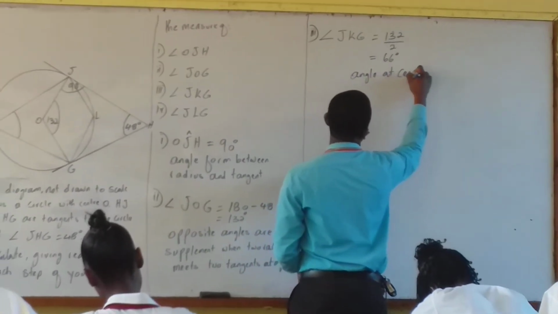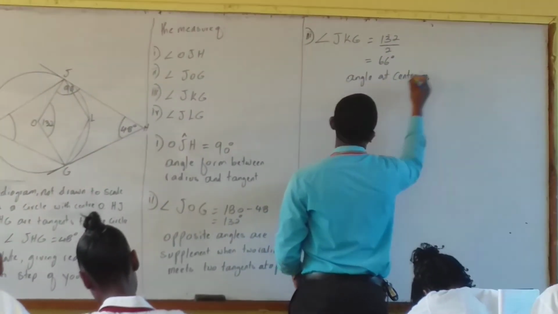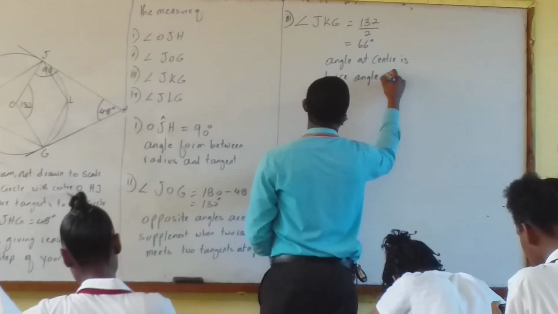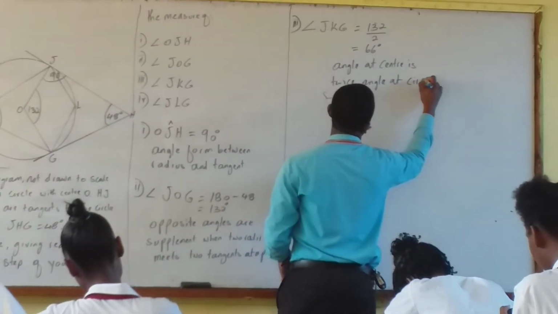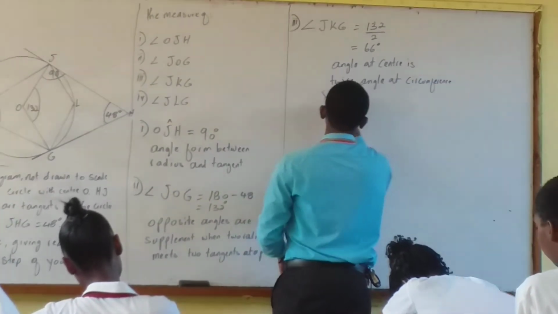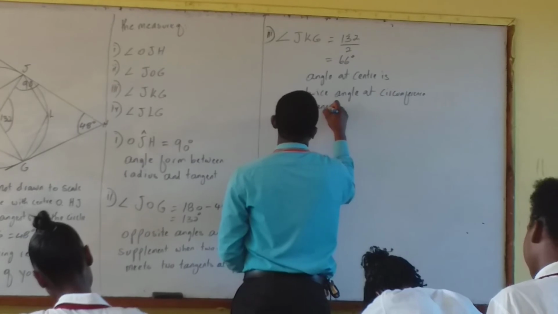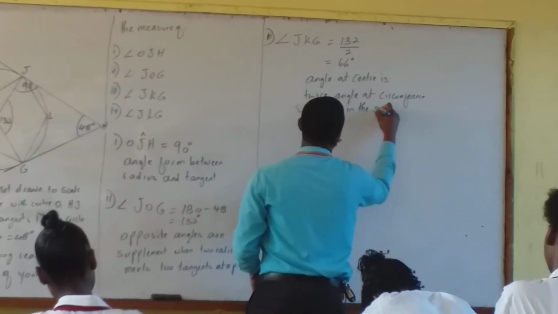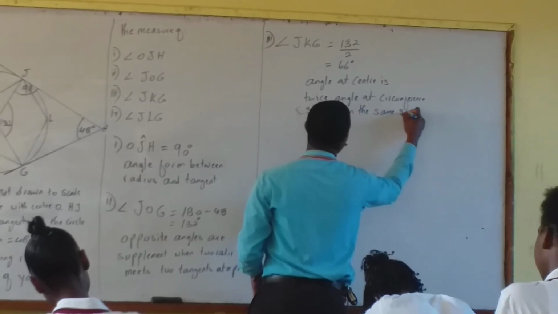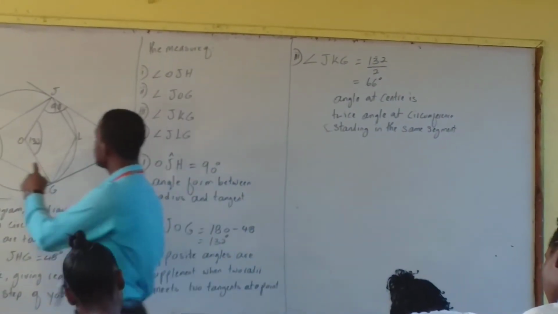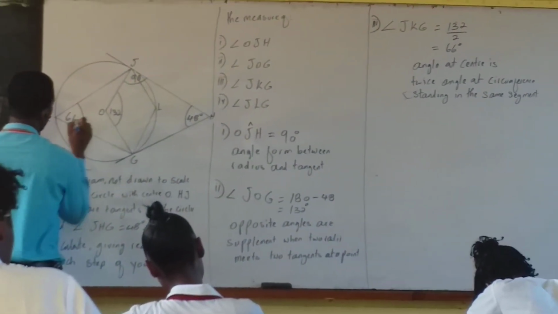at center is twice angle at circumference standing in the same segment. So I can fill this one in now as 66.